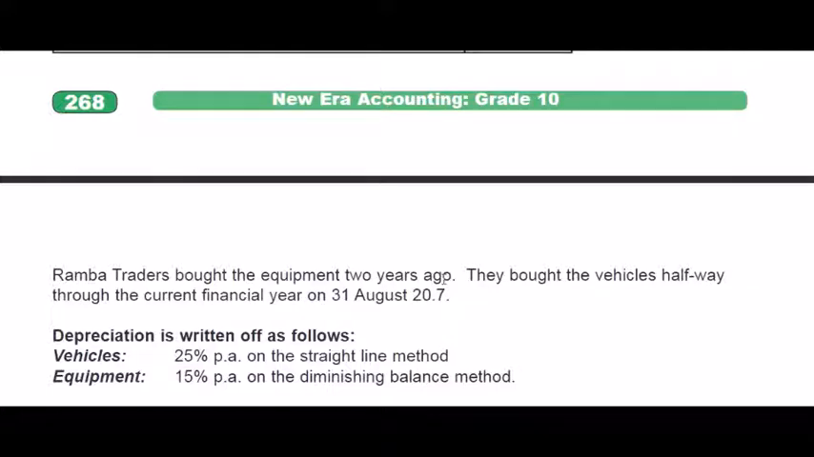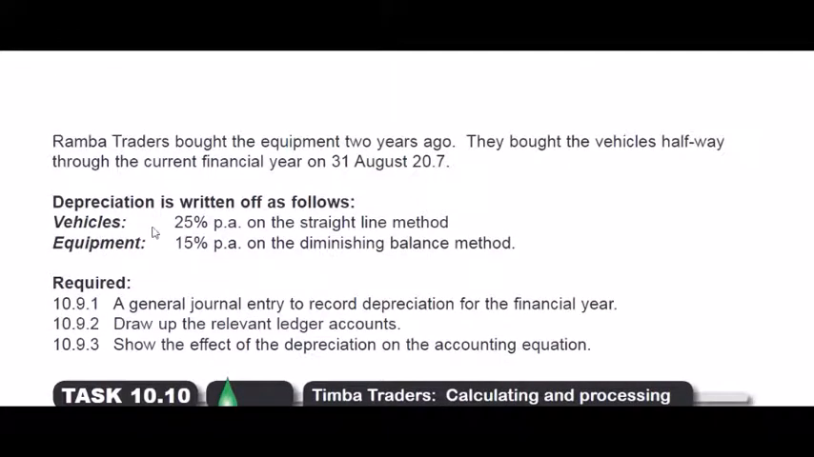Then they say depreciation is written off as follows: vehicles 25% per annum on the straight line or the cost price method, and then equipment is 15% per annum on the diminishing balance method. It doesn't affect the recording and the posting. It's still the same as 10.8. It just affects the calculation.